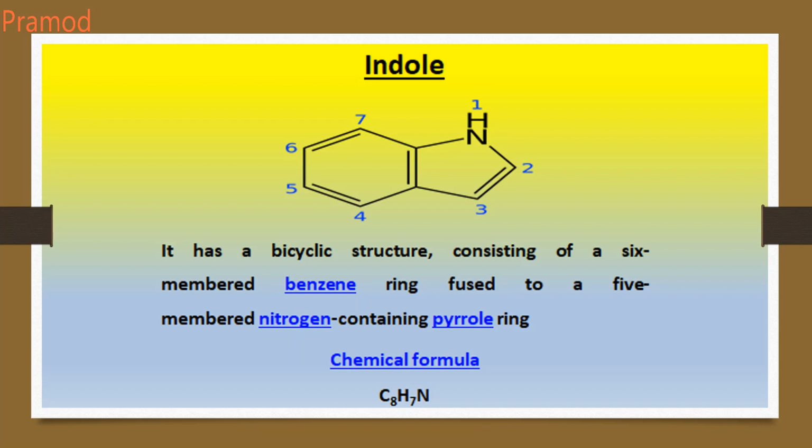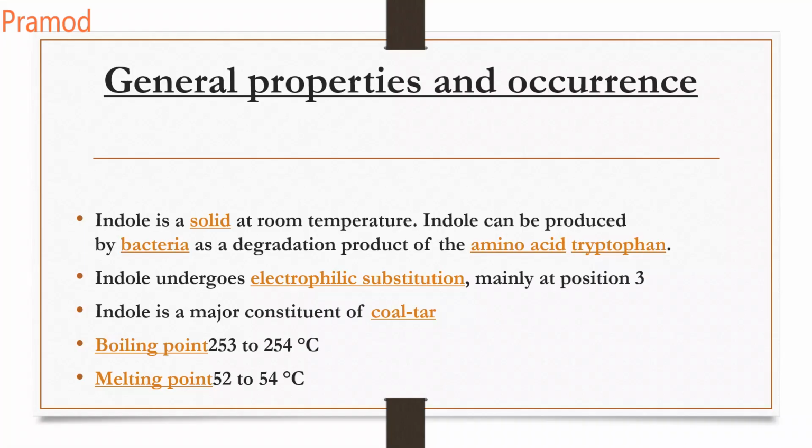So the basic structure is C8H7N. Numbering starts with nitrogen as 1, then 2, 3. Then in the benzene, 4, 5, 6, 7. So this is the numbering of your indole moiety. Now, general properties and occurrence.